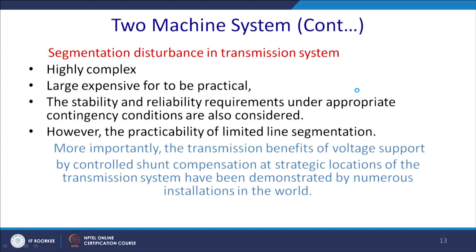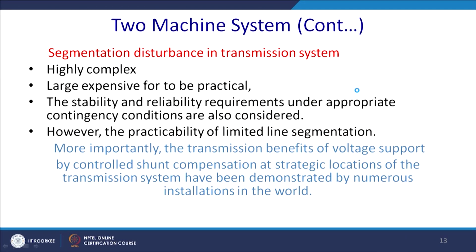So, why do we not segment then? Generally, segmentation of the distribution network system is highly complex, and it is expensive, and it is not practicable also. The stability and reliability of the segment under appropriate contingency condition is also considered. However, the practicability of the limited segment is the following.